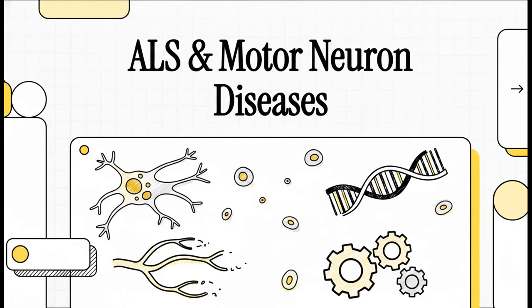All right, let's dive right into this high-yield explainer on Chapter 448. We're looking at the incredibly dense but absolutely fascinating pathology, clinical manifestations, and genetics of ALS and other motor neuron diseases. Today, we're going to unpack what is arguably one of the most devastating neurodegenerative disorders known to medicine and really get into the exact molecular mechanisms that drive it.